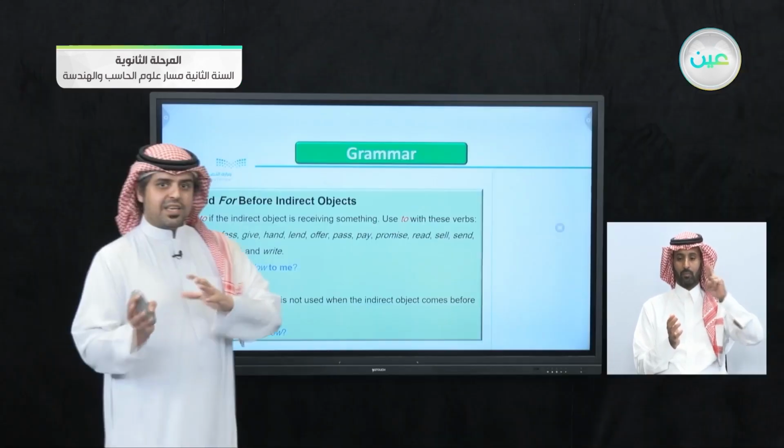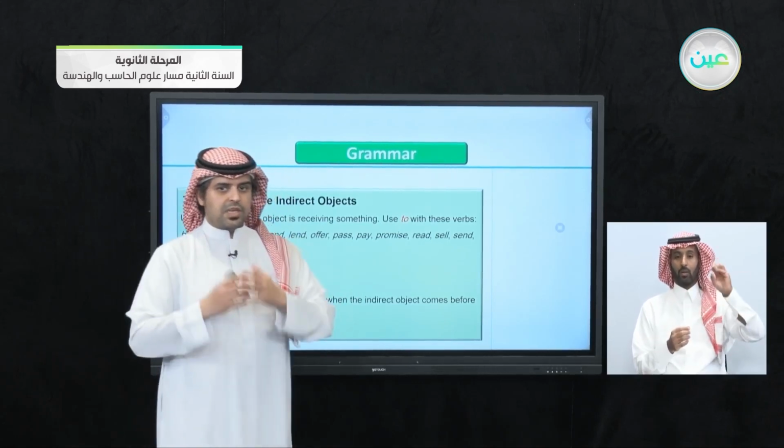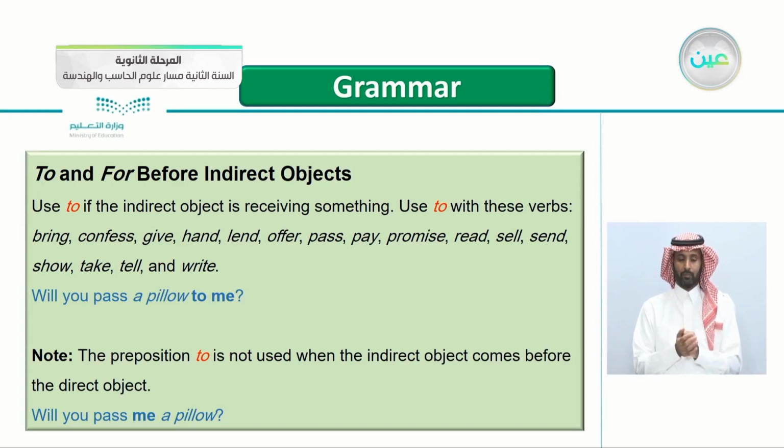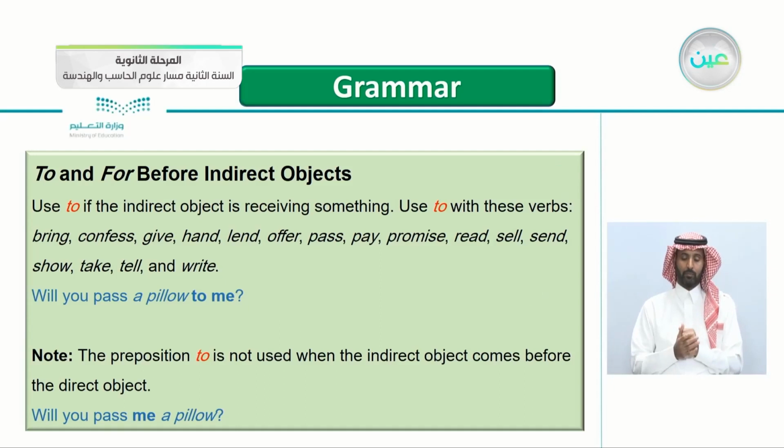So if you remember the direct and the indirect objects and how we use for and to, we'll revise it now so we can answer the question. We use to if the indirect object is receiving something. We use to with these verbs: bring, confess, give, hand, lend, offer, pass, pay, promise, read, sell, send, show, take, tell, and write.